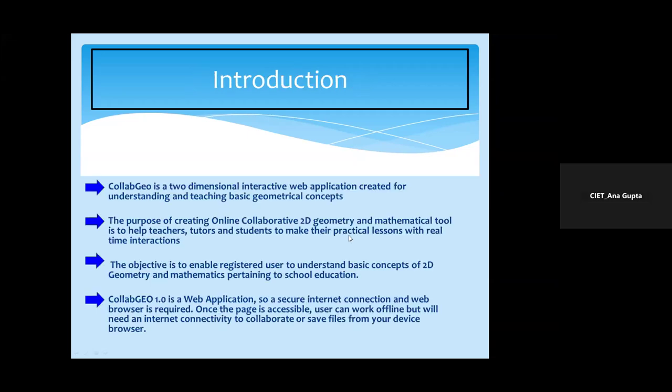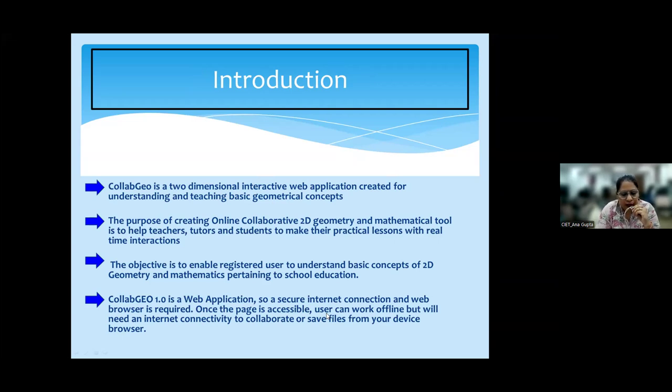So now in the introduction part, we will see what this CollabGEO is. Basically, CollabGEO is a two-dimensional geometric model to make your lesson plans with real-time collaboration. It is a platform in which the user will be able to draw two-dimensional geometry on browsers, and they can also run it on their desktops and mobile phones. In this session, we will learn CollabGEO 1.0, and other versions will also come.